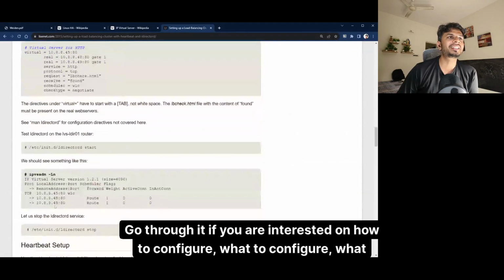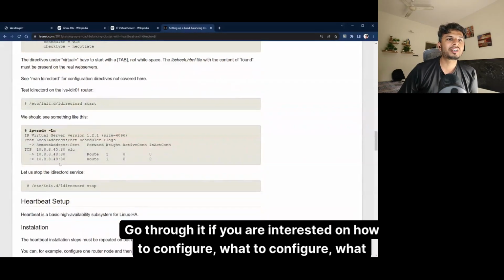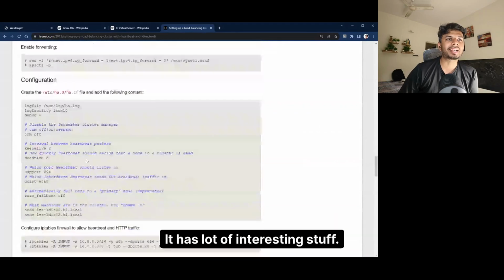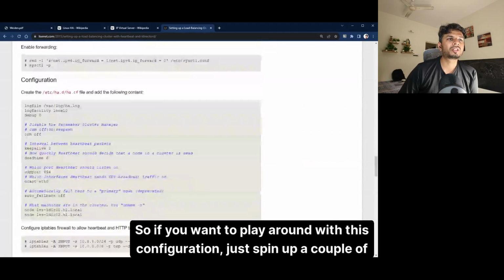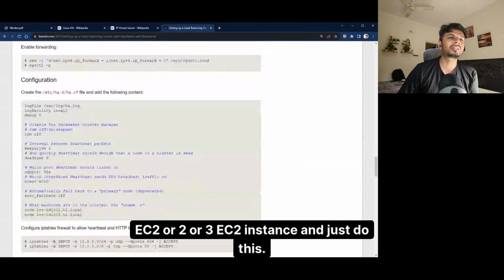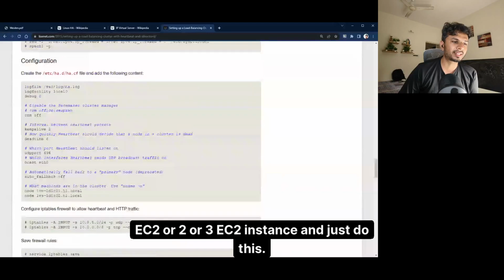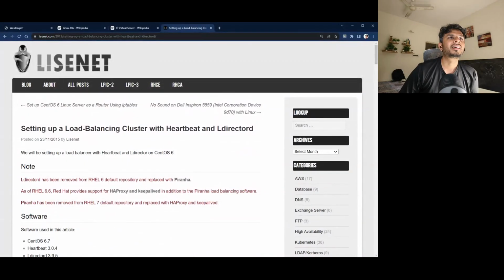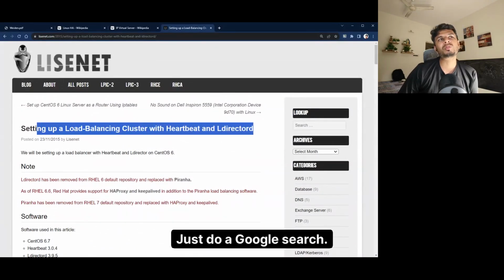Go through it if you are interested in how to configure, what to configure, what exactly would change, how it would route the traffic. It has a lot of interesting stuff. So if you want to play around with this configuration, just spin up two or three EC2 instances and do this. It's very interesting. It's from ListNet. Just do a Google search.